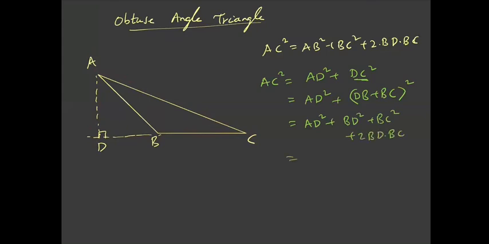If you observe, AD square plus BD square is nothing but AB square. So this is AB square plus BC square plus 2 times BD times BC. This is the formula for AC square. Quickly note down the formula, then we'll move further.